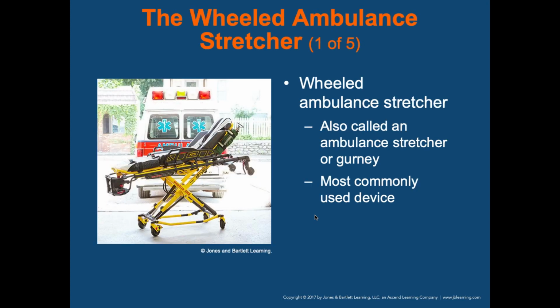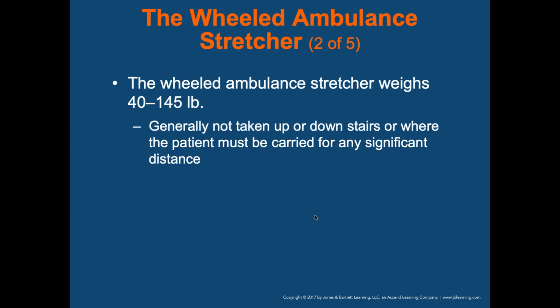So the wheeled ambulance stretcher comes in all different types. They have Furnos, Strikers, power cots, manual cots, power load systems, power lift systems, and all these different ones that are out there. The wheeled ambulance stretcher, also called an ambulance stretcher or gurney, is the most commonly used device. It weighs between 40 and 145 pounds, and is generally not taken up or down stairs or where the patient must be carried for any significant distance.